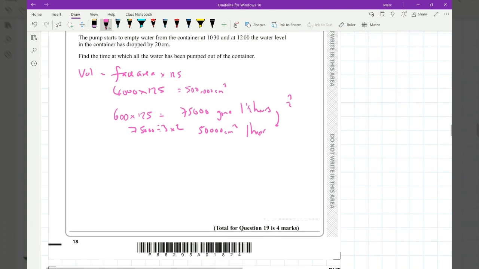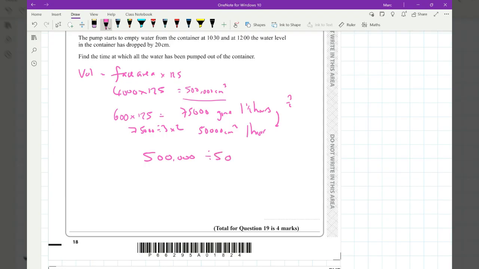And then, of course, that's a nice simple calculation. 500,000 divided by 50,000 gives me 10 hours. And then the container started to empty. Started to empty at 10:30, 10 hours time, it's 20:30.